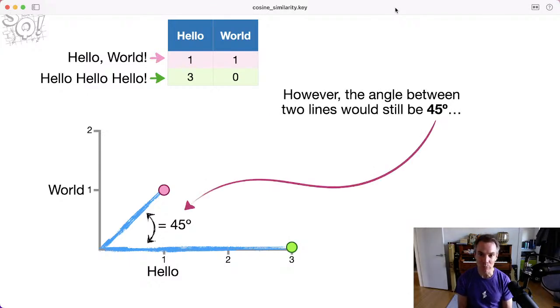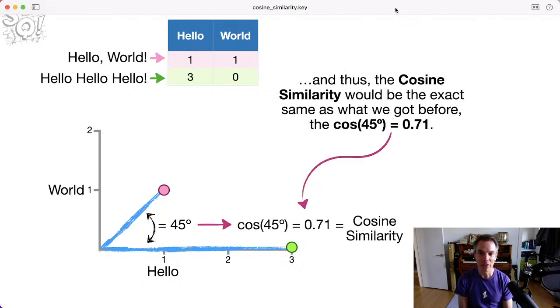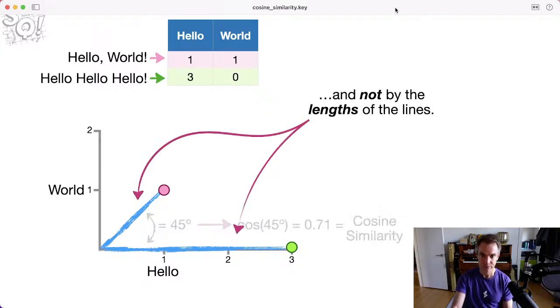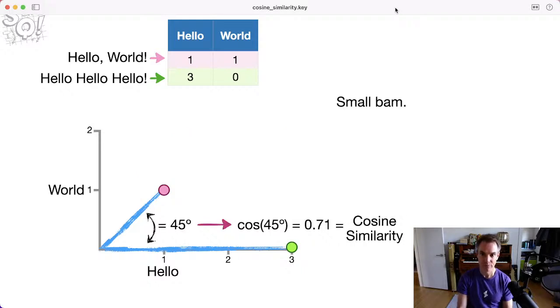However, the angle between the two lines would still be 45 degrees. I don't know where the 0 came from. It would still be 45 degrees. And thus, the cosine similarity would be the exact same as what we got before, the cosine of 45 degrees, which equals 0.71. In other words, the cosine similarity is determined entirely by the angle between the lines, and not by the lengths of the lines. Small bam.